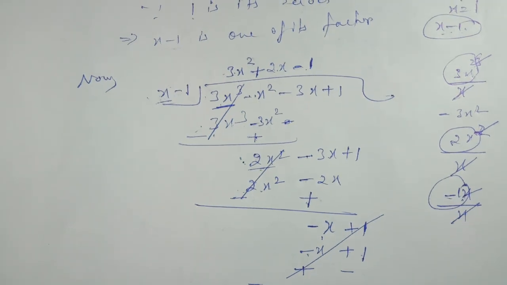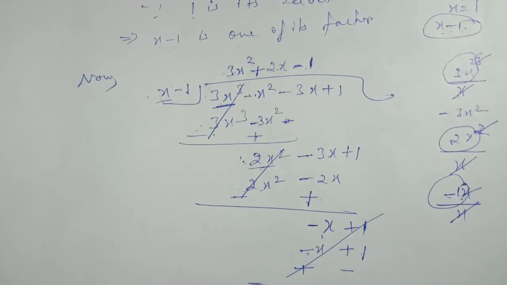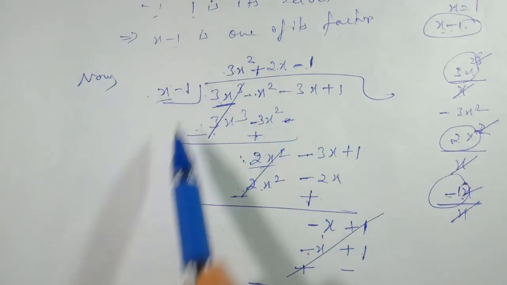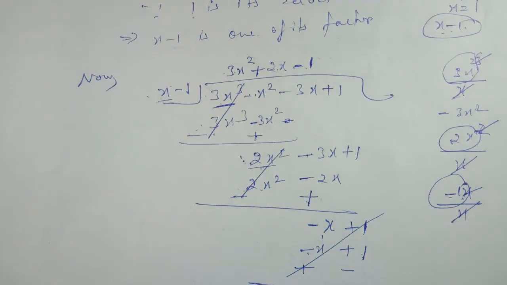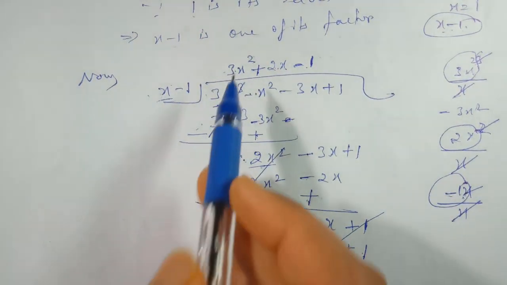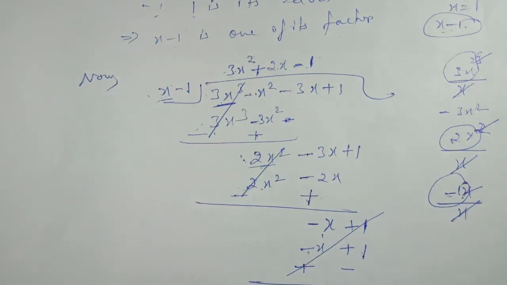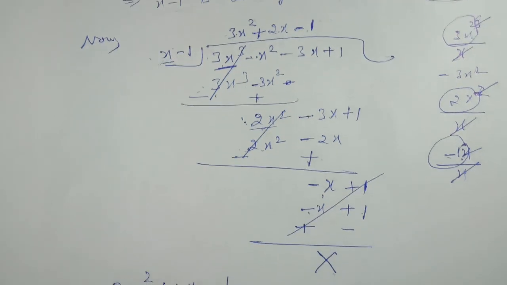We get the remainder. One point you have to note down here, the remainder will always be 0. If you are not getting the remainder 0, it means you are doing some mistake in the calculation work. So now take this question and we have to factorize it. We are observing that this is a quadratic polynomial.